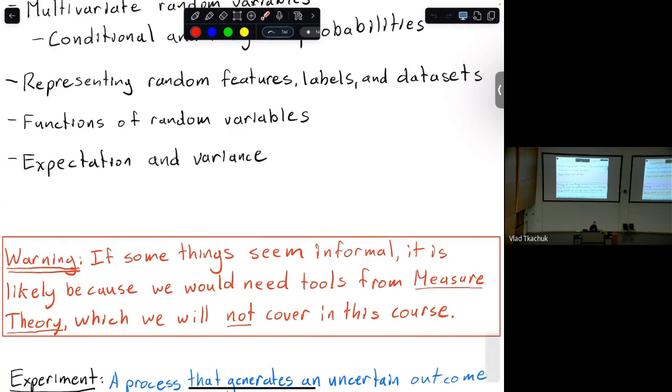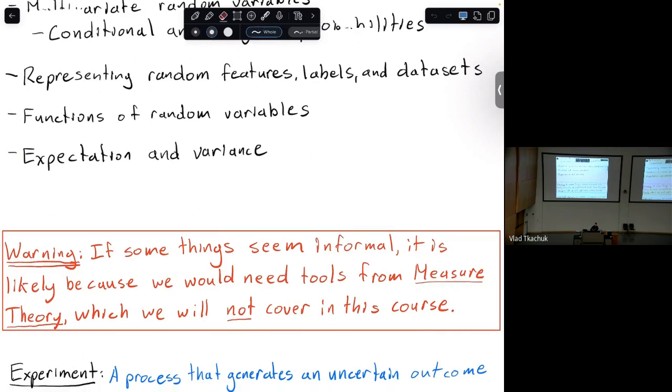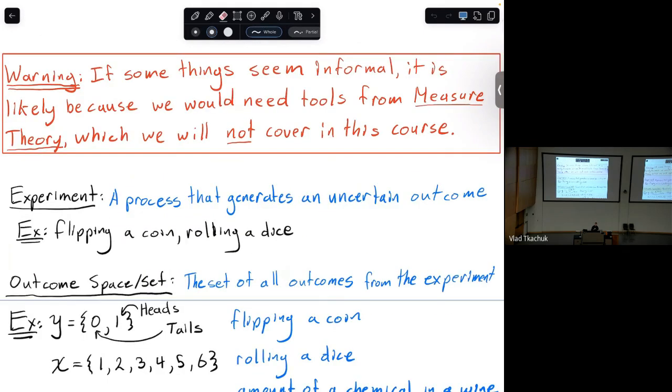Okay, and I want to start with another disclaimer: if you find that some things are informal, that's probably because they are, and hopefully I will tell you when they are. Especially with random variables, there's a whole other branch of pure math called measure theory, and measure theory defines a lot of things much more formally than this. A lot of that is hidden and not told to you if you take a probability and statistics course sometimes. So just so you know.